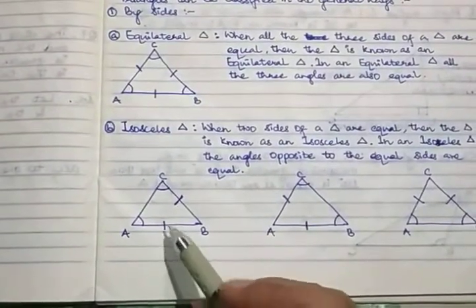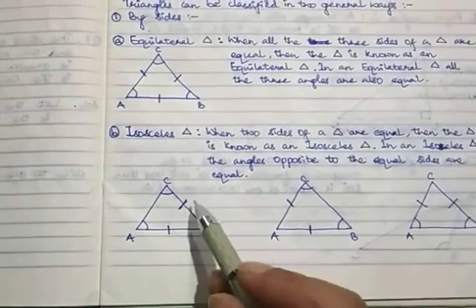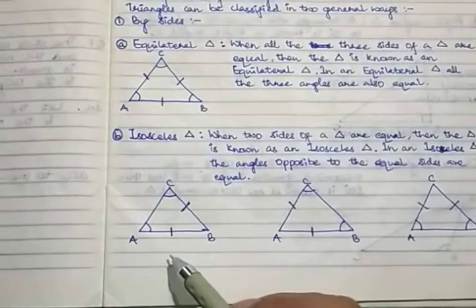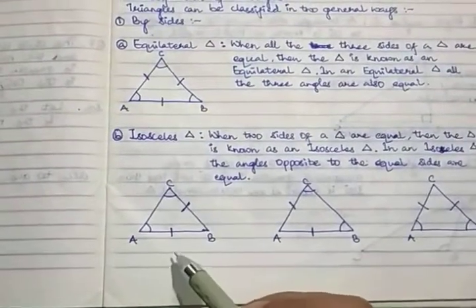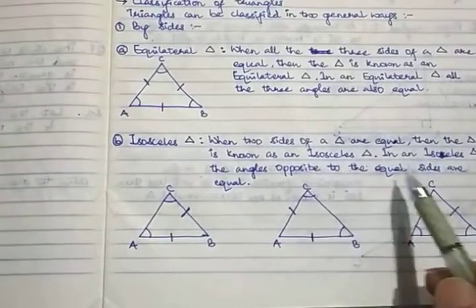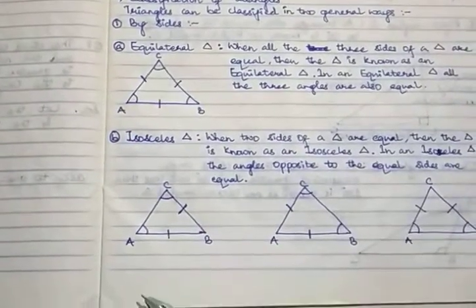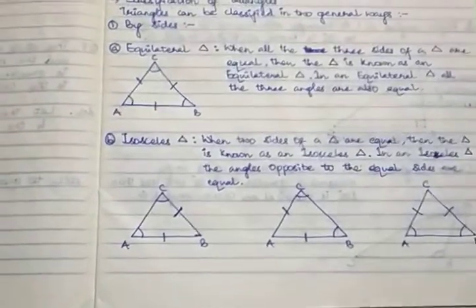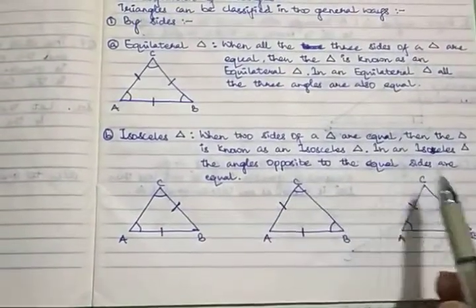The sides AB and CB have a small cut marked on them, isn't it? That means these two sides are equal. Now see, what we learned from here is, in an isosceles triangle, the angles opposite to the equal sides are equal. We know that two angles will be equal for an isosceles triangle, isn't it? Now which two angles? That is very important. As I've already said, the angles opposite to the equal sides are equal.